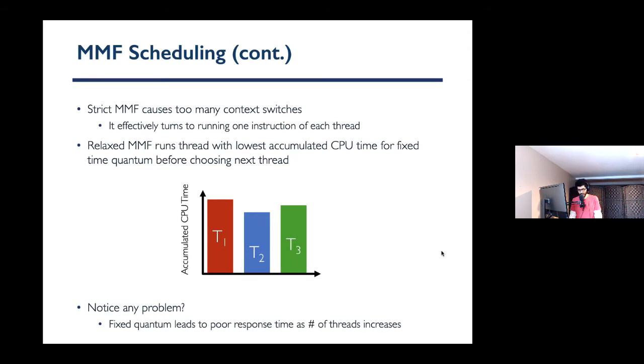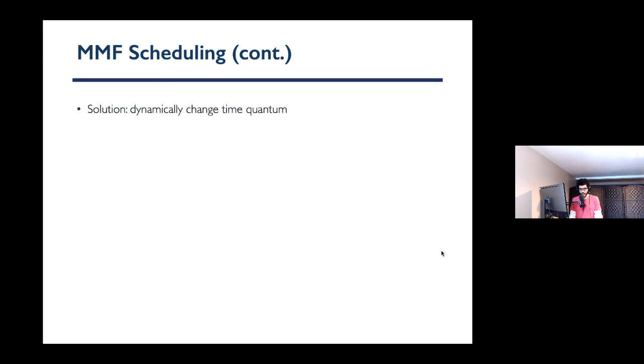Now, can we fix this? Sort of. One fix that you could do is to dynamically change the length of the time quantum. So you can define a target latency. You could say, I want every application to get to use the CPU at most every n units of time.